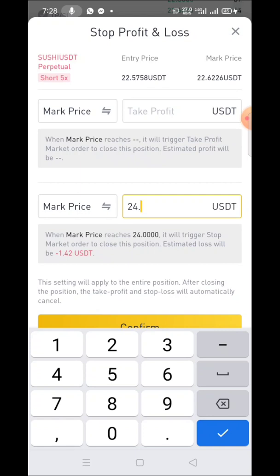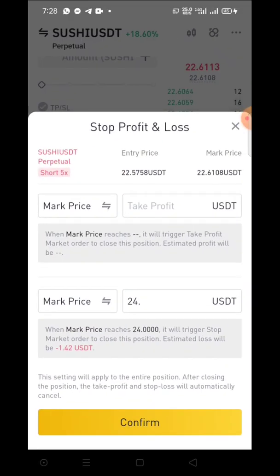You must make sure that as you're making profit, you are setting your stop loss above your entry point. As you're making profit, set the stop loss above your entry point. Take profit is not like that.